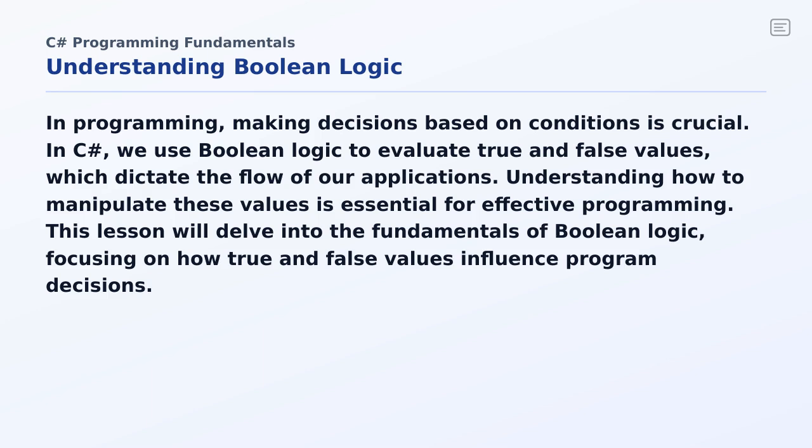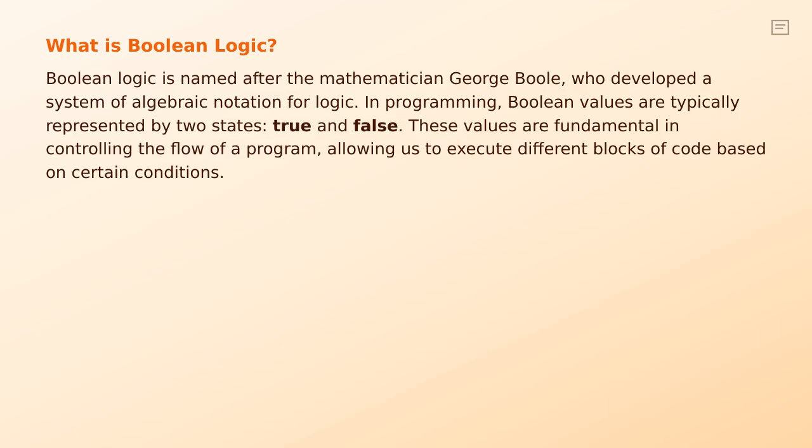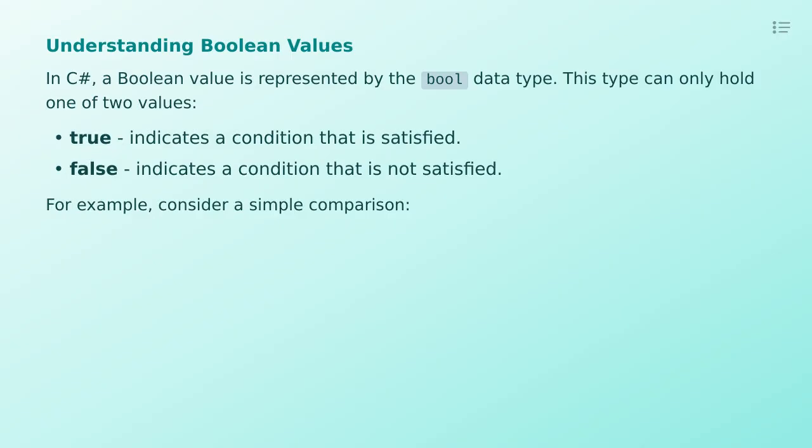Don't worry if this feels new at first. This section covers what's Boolean logic. Boolean logic is named after the mathematician George Boole, who developed a system of algebraic notation for logic. In programming, Boolean values are typically represented by two states, true and false. These values are fundamental in controlling the flow of a program, allowing us to execute different blocks of code based on certain conditions.